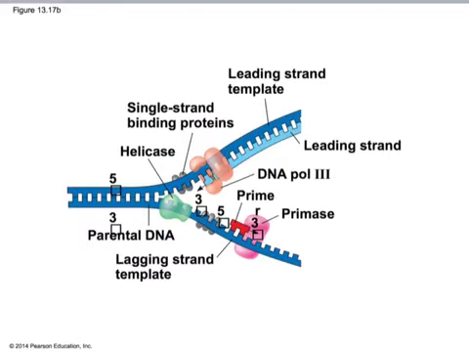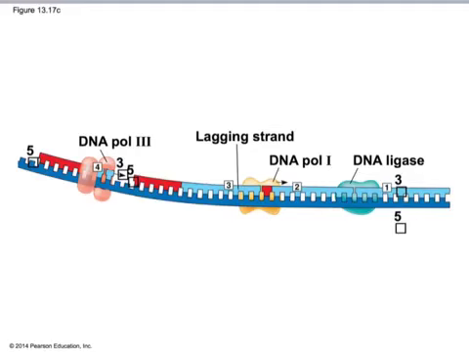All right, so here's all the proteins at the replication fork. All right, single-stranded binding proteins, primase, DNA Pol 3. You have the helicase that's not showing, your topoisomerase ahead of it. All right, this is what's going on the lagging strand. DNA Pol 1, DNA ligase is also present.